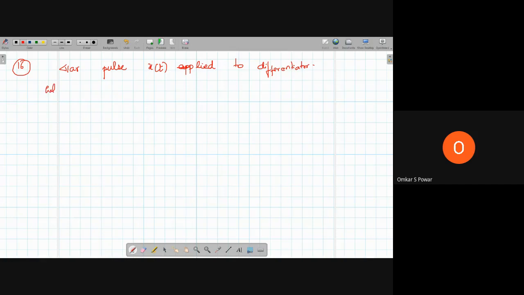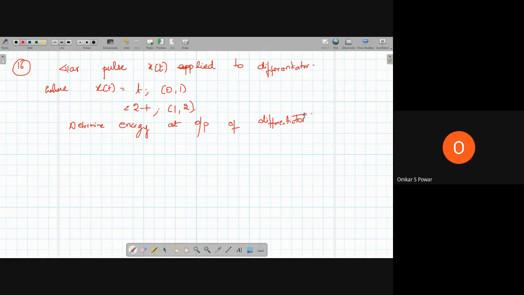So a triangular pulse x of t is applied to the differentiator, where x of t is equal to t from 0 to 1 and is equal to 2 minus t where it varies from 1 to 2. So determine the energy at the output of the differentiator. Okay. So this is the question what they have given.